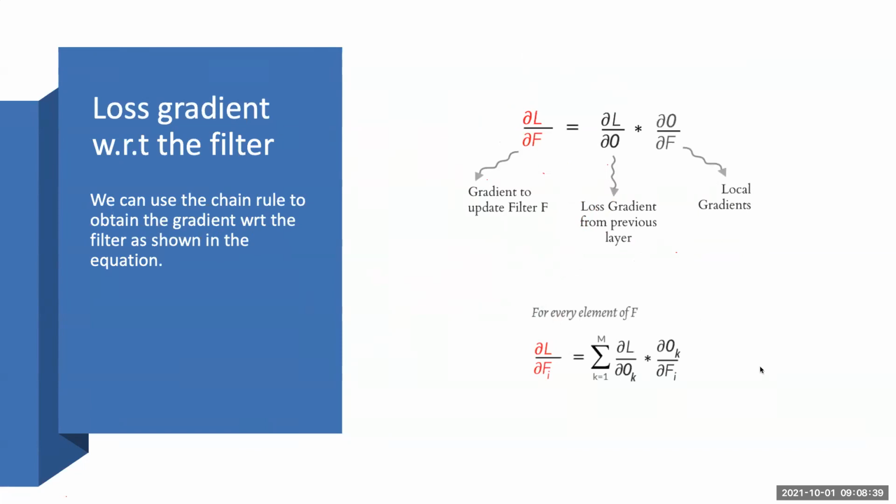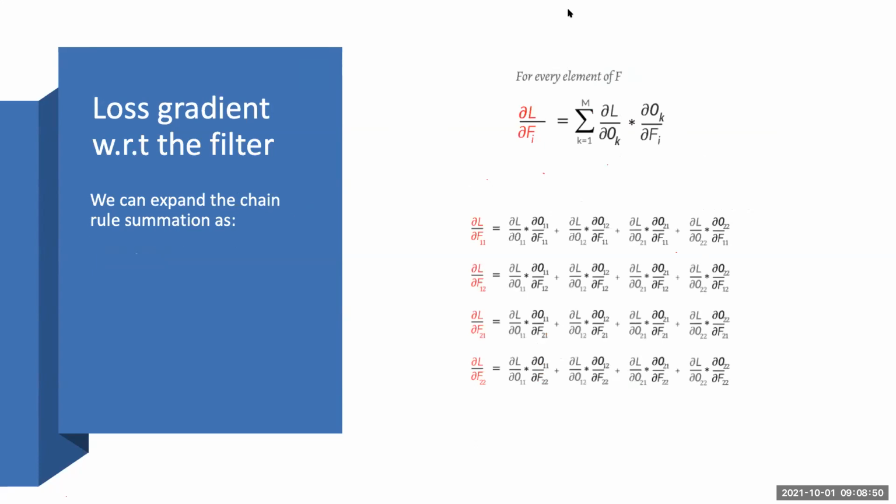So from our chain rule, we know that we can easily do this. Trying to annotate. Just a second.